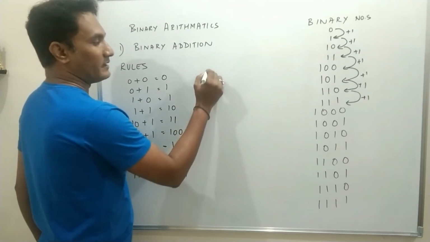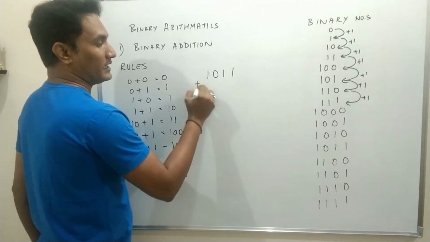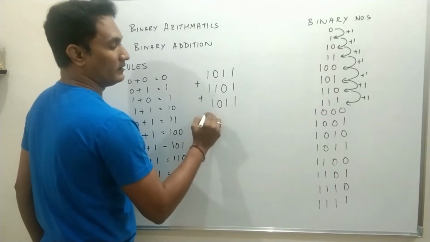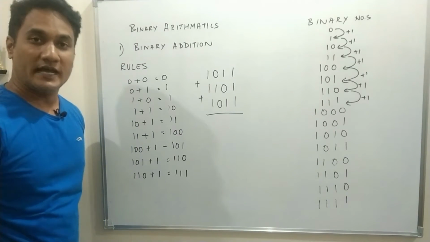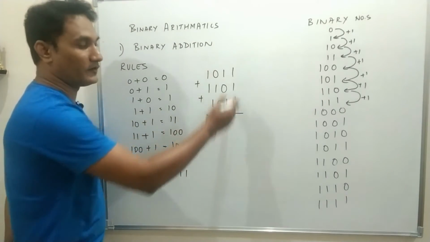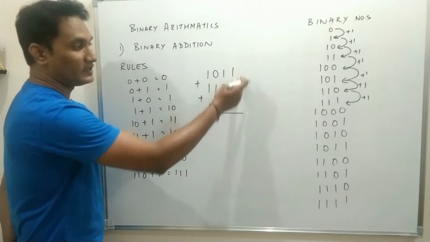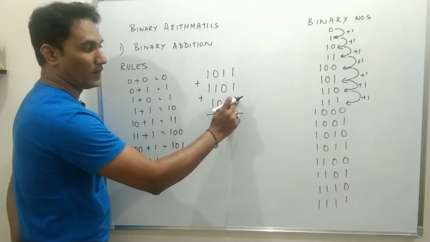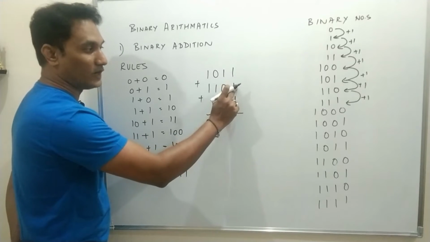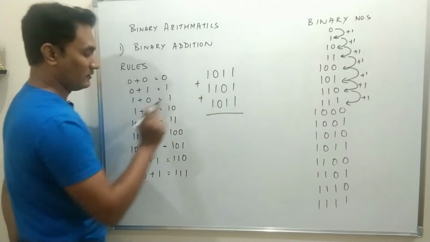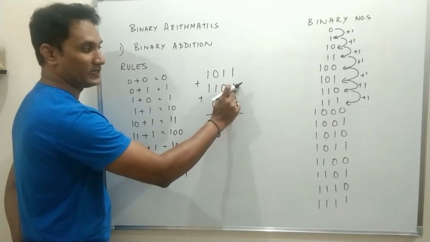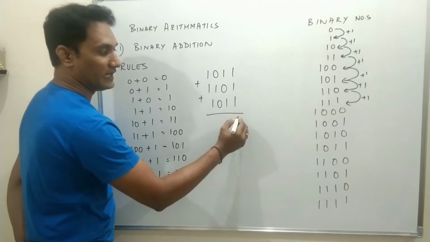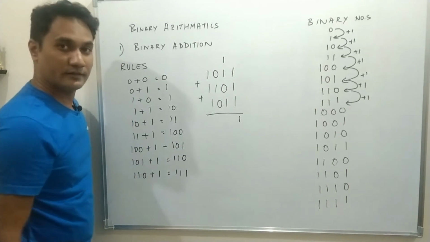Let's take a simple example: 1011 plus 1101 plus 1011. Let's perform the addition. Whenever we perform binary addition, we always start with the least significant bit, the LSB. The bits are 1, 1, 1, so it will be 1 plus 1 plus 1. 1 plus 1 is 10, and 10 plus 1 is 11. So 1 plus 1 plus 1 will be 11: write 1 and carry 1 forward.